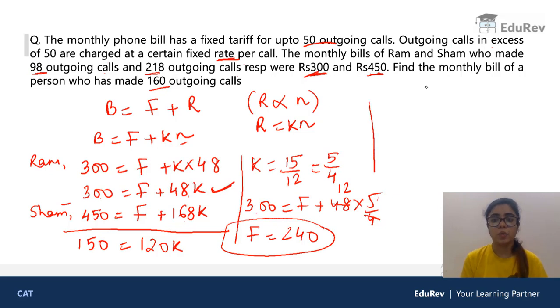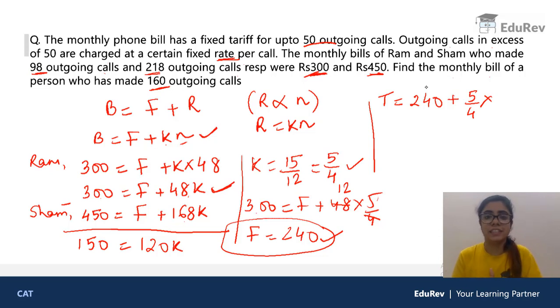Now they are asking you, what is the monthly bill of a person who has made 160 outgoing calls? So what is the total bill? So the total bill is the fixed money. From here we know the fixed money he has to pay is 240 rupees. Okay? 240 rupees. Plus, I know the value of K. The value of K is 5 upon 4 into, he made a total of 160 calls.